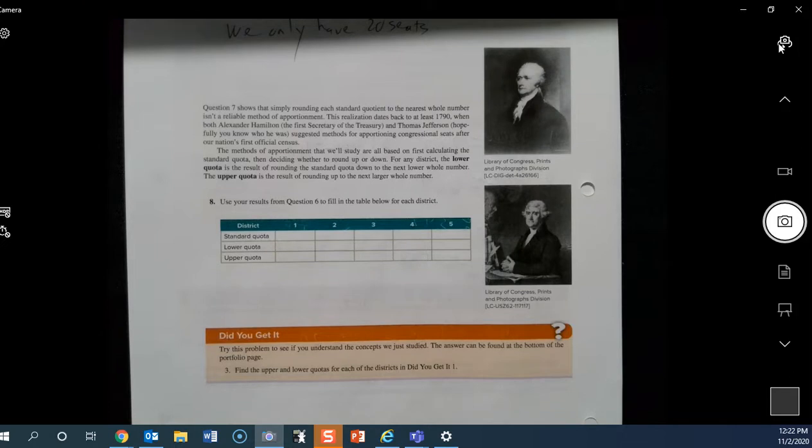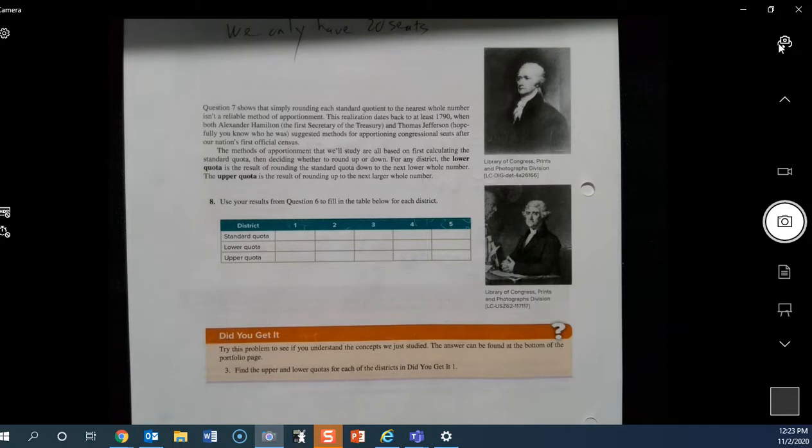The methods of apportionment that we'll study are all based on first calculating the standard quota, then deciding whether to round up or down. For any district, the lower quota is the result of rounding the standard quota down to the nearest lower whole number. The upper quota is the result of rounding up to the next larger whole number.